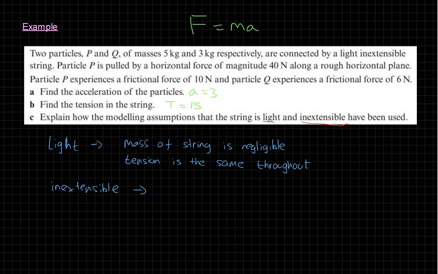And in the case of inextensible, what that lets us assume is that the masses accelerate at the same rate. So the two particles are both accelerating at the same acceleration, which is where I was talking about those two formulas both using the same value for a. So that's what those two imply.